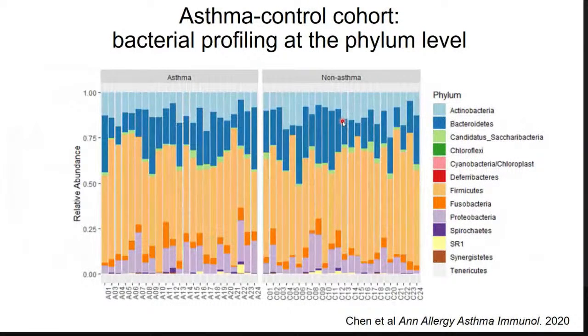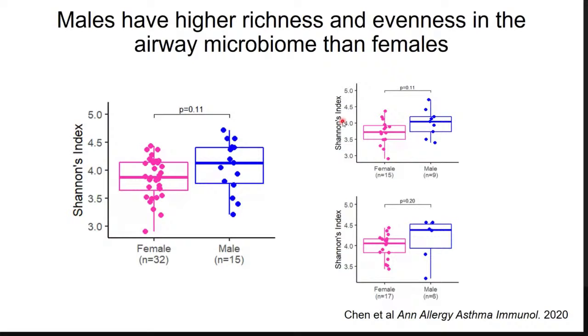So we recruited asthma patients and control groups in the St. Louis area. This plots all the bacterial phyla. We have 23 asthma patients and 24 non-asthma controls, and we compared the diversity of females and males. It's very similar to the Human Microbiome Project. Males have higher microbiome diversity than females, and this is the same trend in asthma patients and in healthy controls. Men always have more diverse microbes in the airway than females.